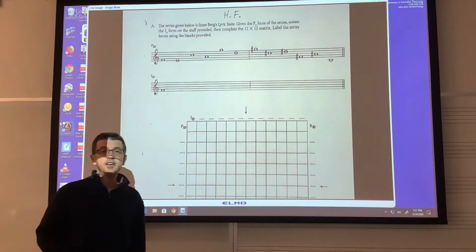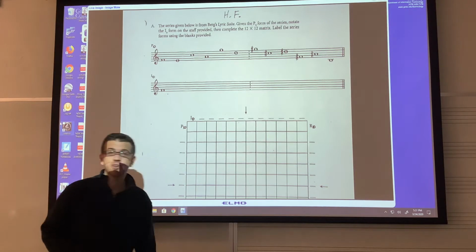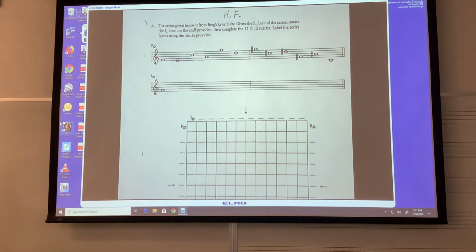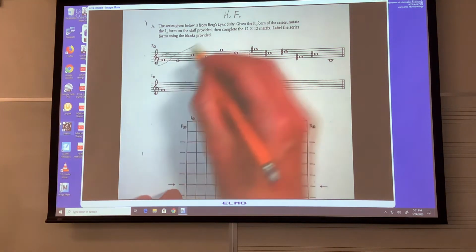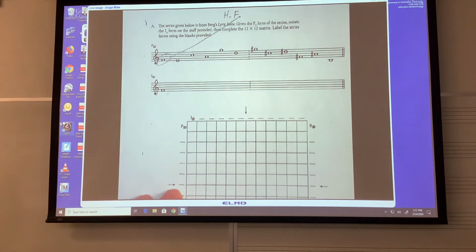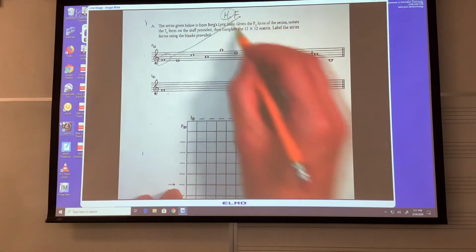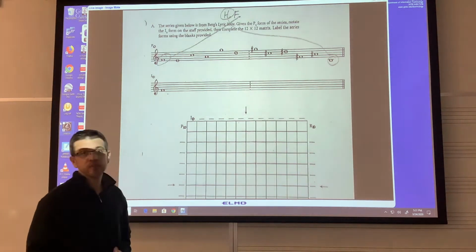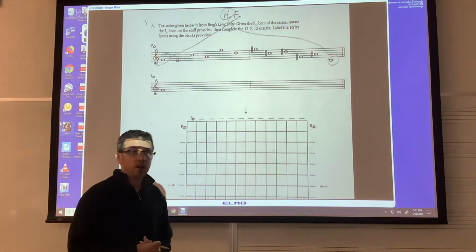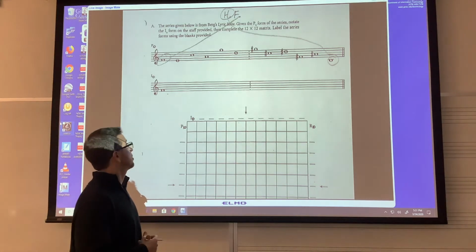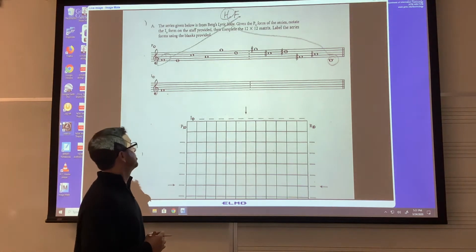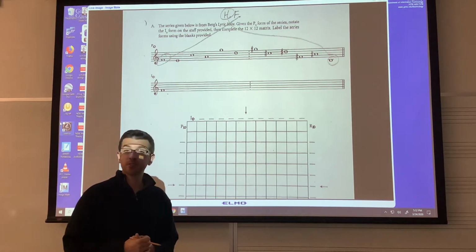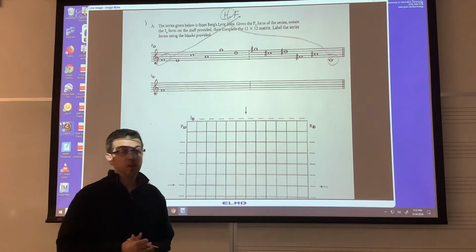And the letter F is right here. And the letter H, in German, is actually the note B. So this particular 12-tone row uses her initials as the first and last note.